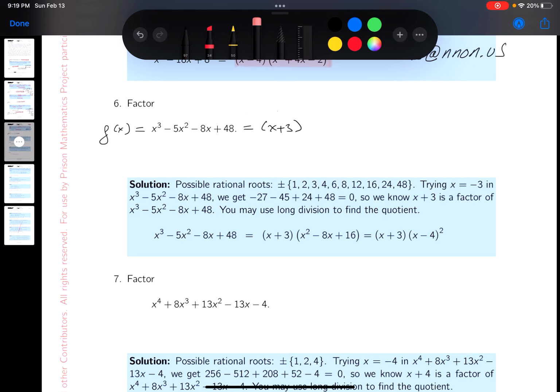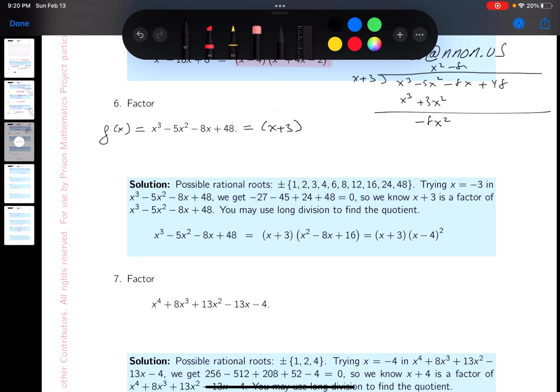Let's write this down. What do you get? x plus 3. I'll divide it into this cubic, and I'll get a quadratic, which is much easier for me to deal with. This is going to go smoothly, and there'll be a remainder of 0. So what do you get? x squared. That gives you x cubed plus 3x squared. Subtract, that's minus 8x squared, minus 8x.